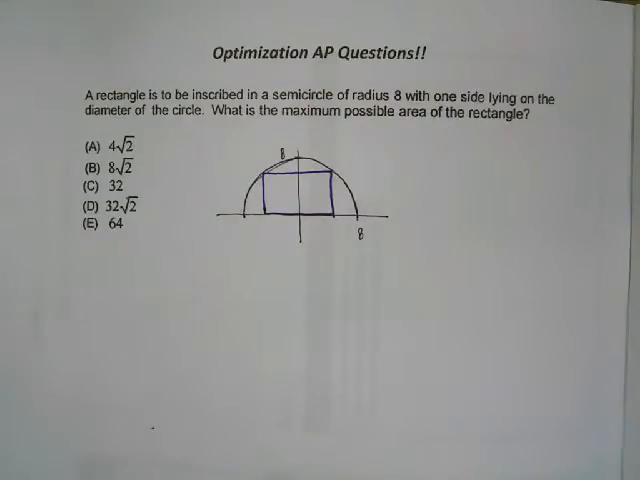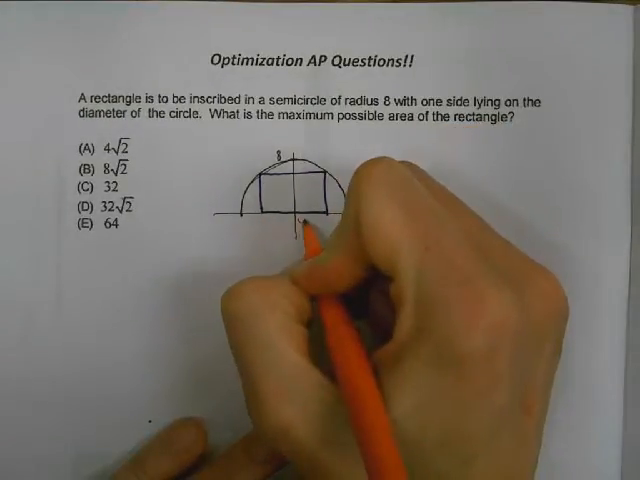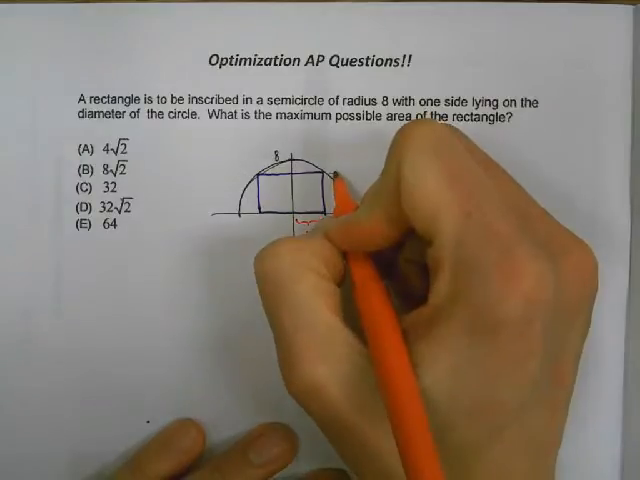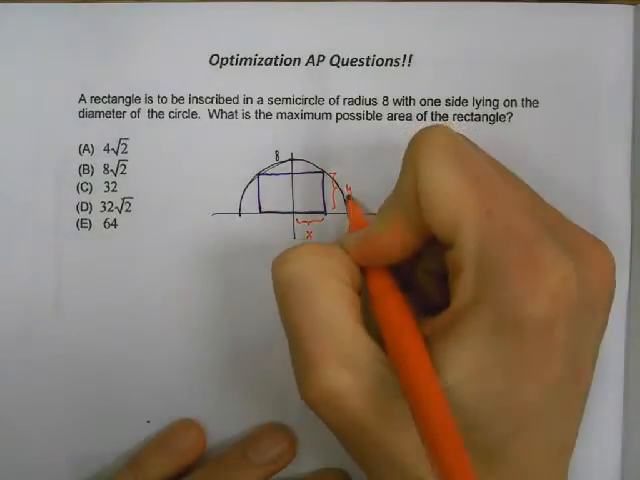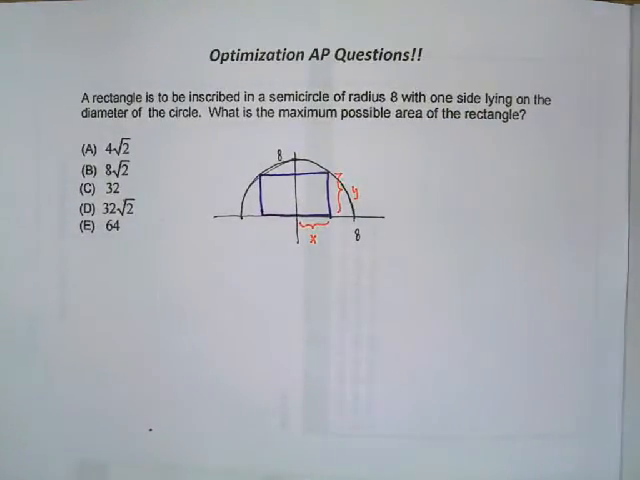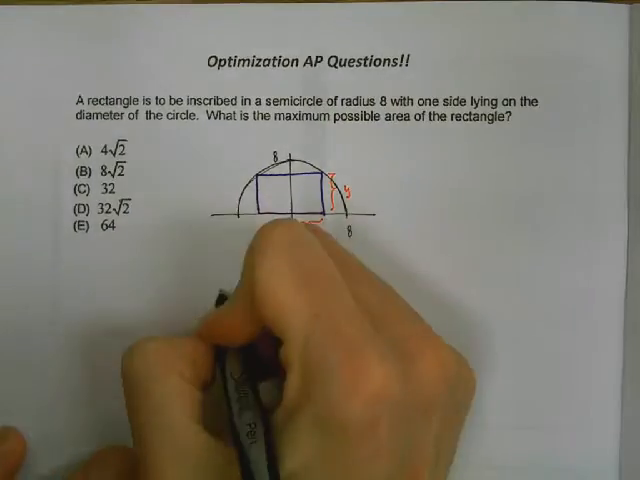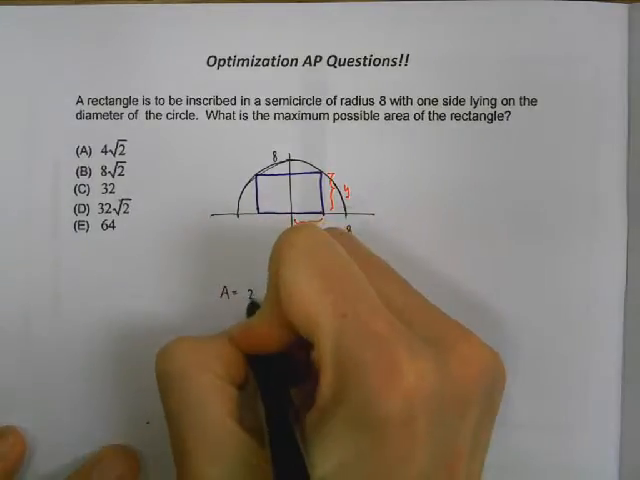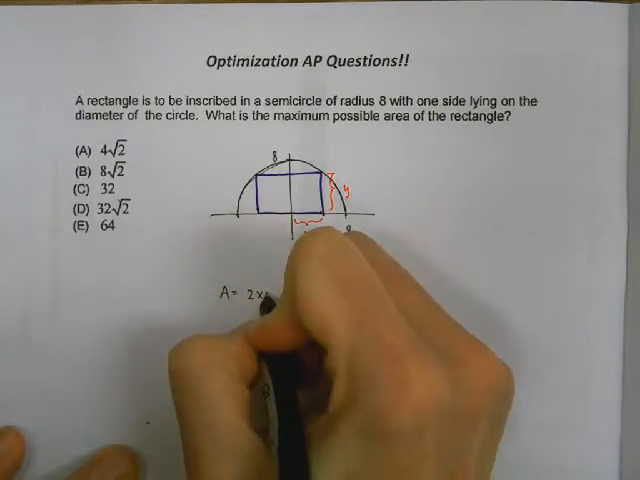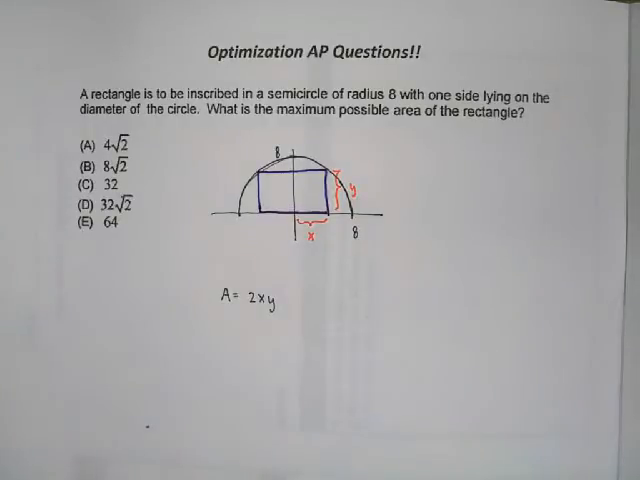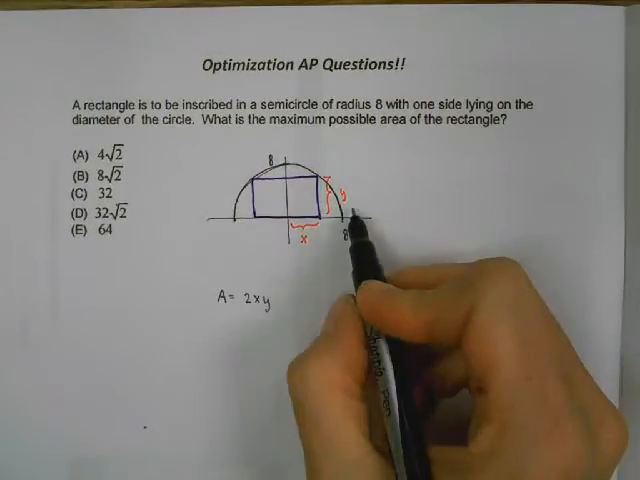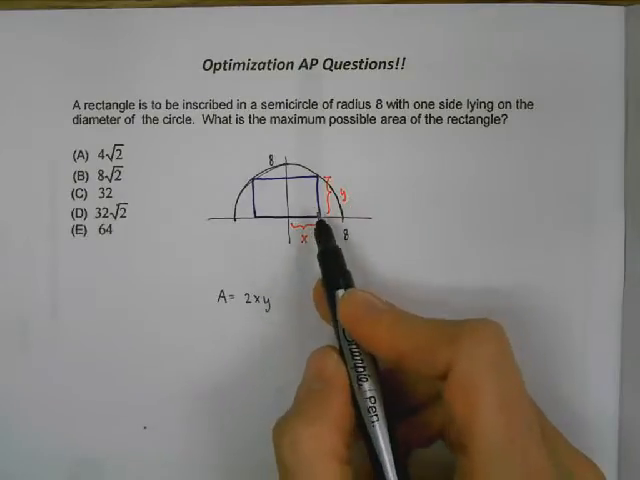So we need to come up with a formula for the area of this rectangle. So here's what I'm going to do. I'm going to call this x. And then I'm going to call the height of my rectangle y. So if I'm talking about the area of that rectangle, I know the area is actually going to be 2x, that's the base, and then the height is y. Now, obviously, we need to get area just in terms of x. So I'm going to express y as a function of x.